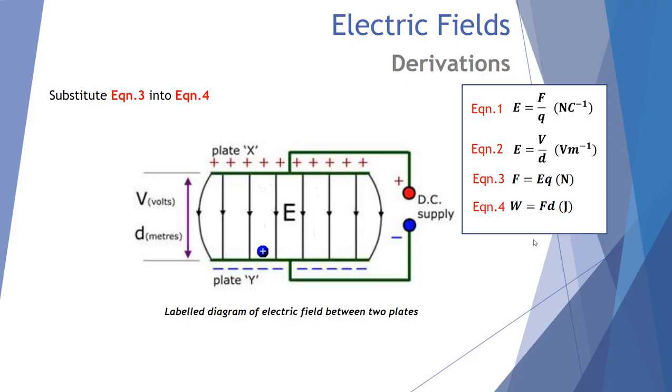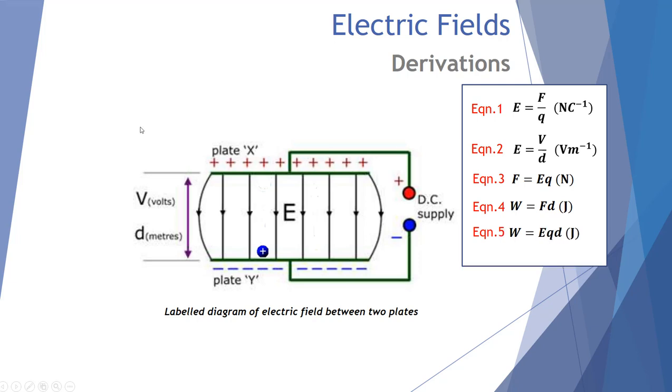So we now want to substitute equation 3 into equation 4. Here we have equation 4, work equals force times distance. We're going to substitute in equation 3, where force is equal to the electric field times the charge. So where we have an F, I'm going to replace that with EQ. We do so, and we now have equation 5, which states work is equal to the electric field times the charge times the distance, the separation of the plates. Okay, there's our fifth equation.